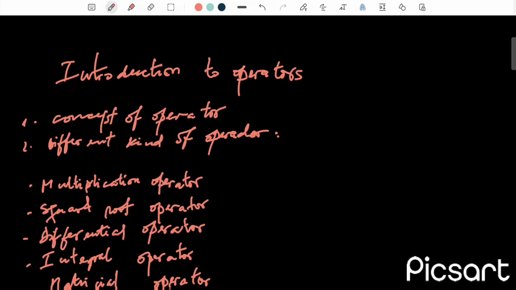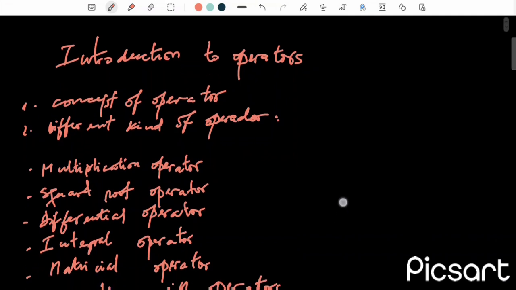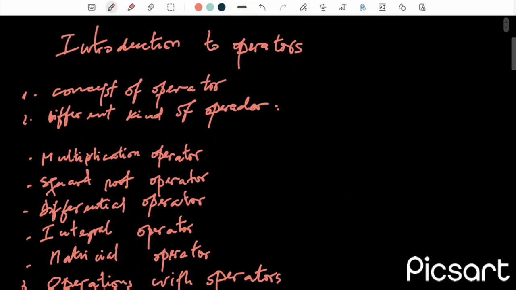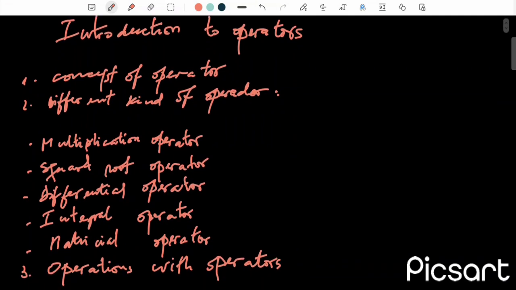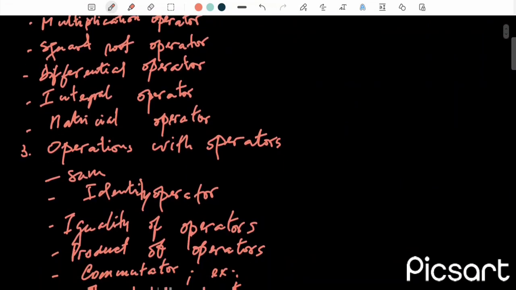And as I introduced, today we will talk about operators, which is a mathematical concept that we apply in many scientific areas. Today we'll talk about the concept of operator. We'll talk about different kinds of operators. We will also talk about operations with operators.